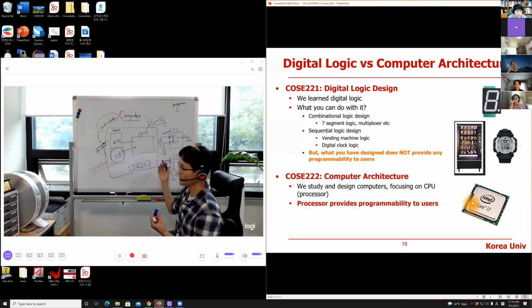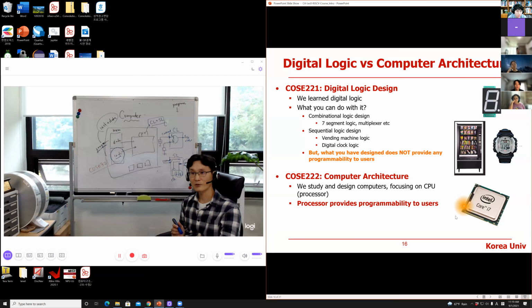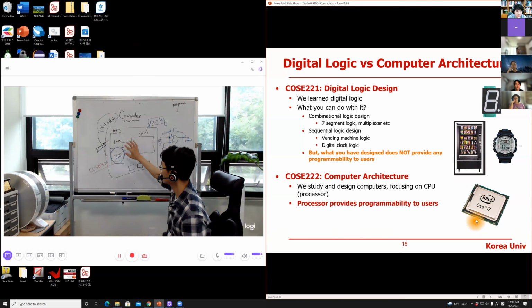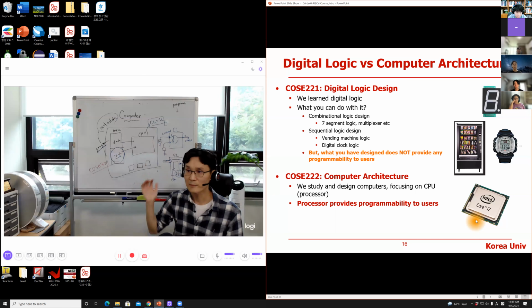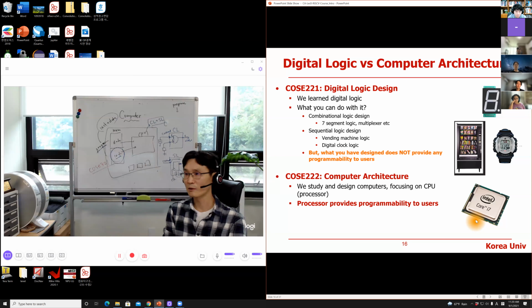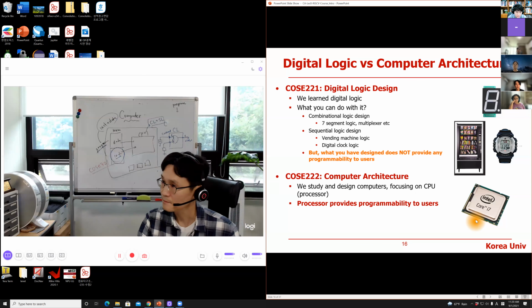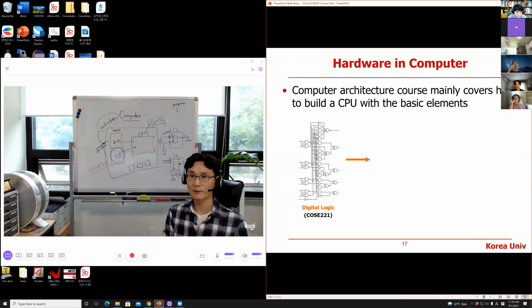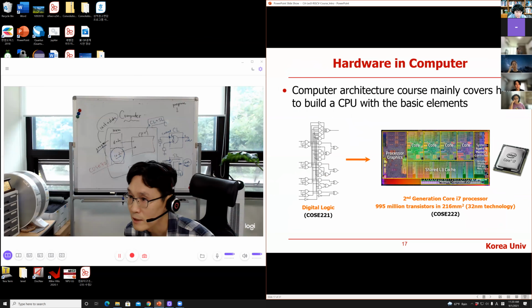So again, the difference between these two. What is so special about a CPU? A CPU takes instructions as an input, then executes them. That is the one. So any question about this? Okay.